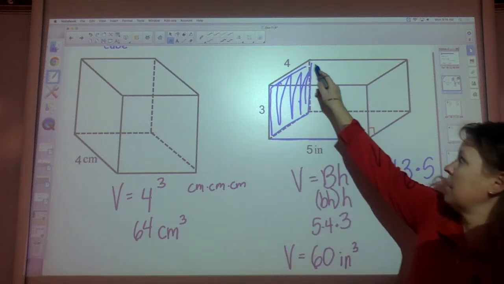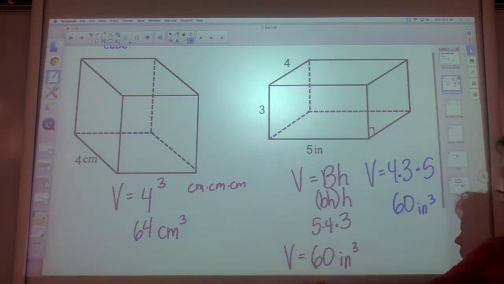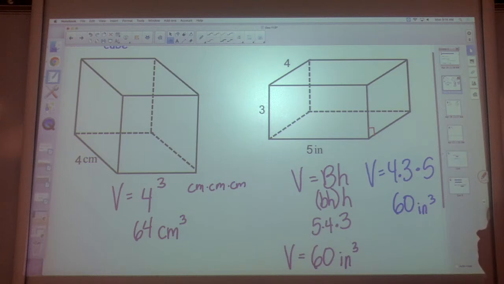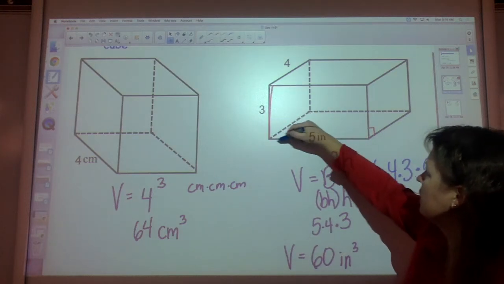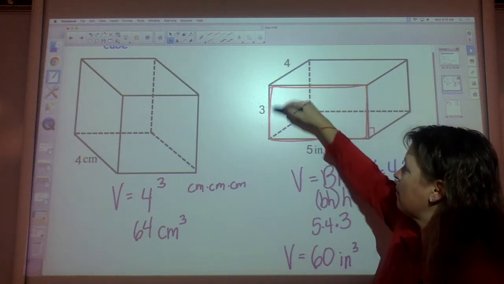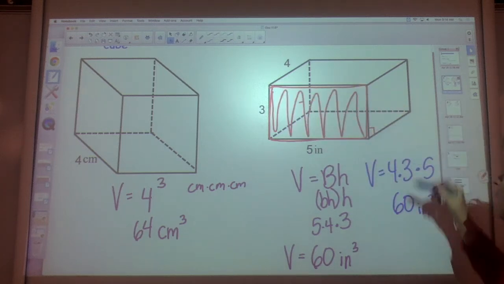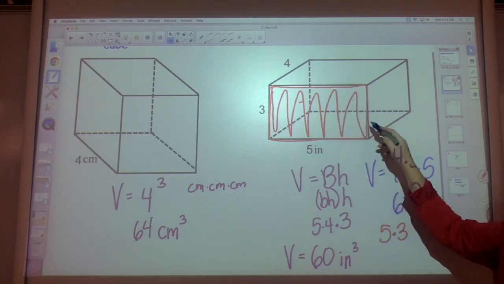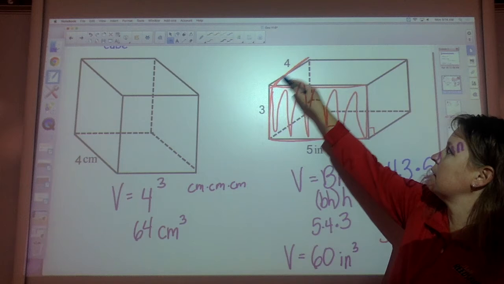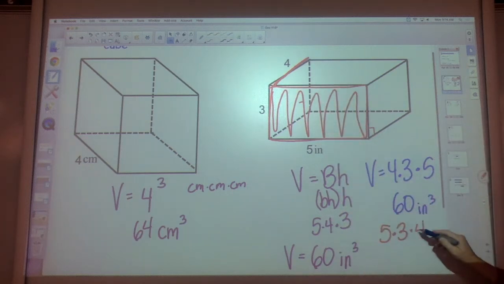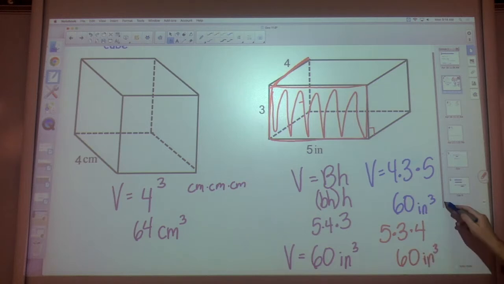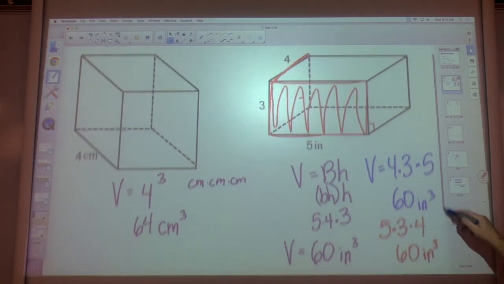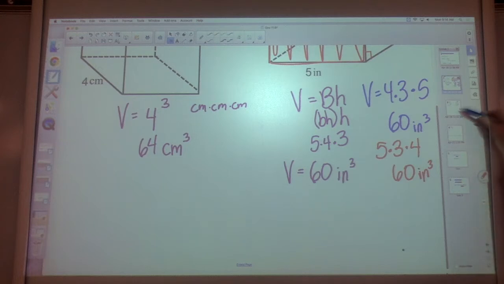And then your third person says, no, that's not the base. My base is right here in the front. I'm going to have the front and the back be my base. Okay, front and the back, that would be 5 by 3, takes up 15 square inches. But then the height is the distance between those. 5 times 3 is 15. 15 times 4 is still 60 cubic inches. So don't fight over where the base is, as long as you do the height between the two bases.